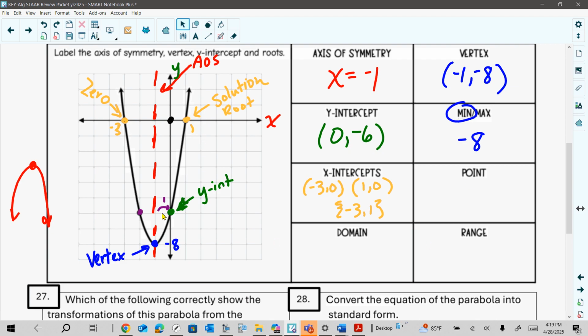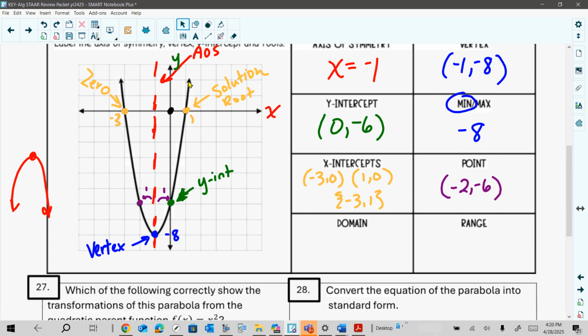And then our point, that's what this little arrow here is pointing to, 1 unit from the axis of symmetry. Then the other point that we see, also 1 unit from the axis of symmetry, is right here, which is at (-2, -6). Okay, now as for our domain, because our parabola in this picture has a double arrow, meaning it's going to keep going on and on forever, our domain is going to be all real numbers.